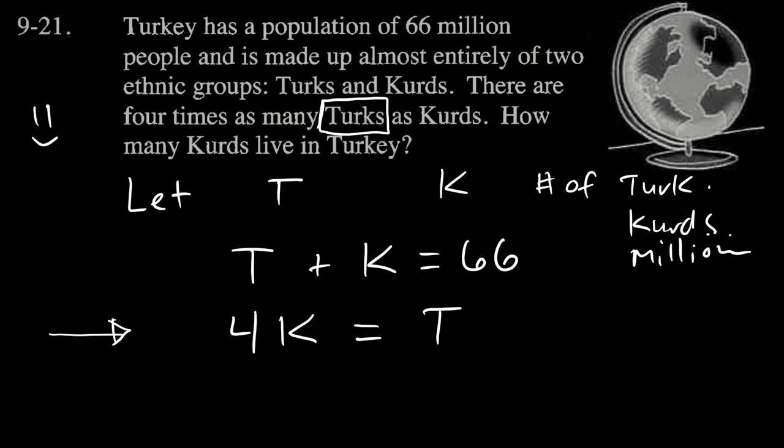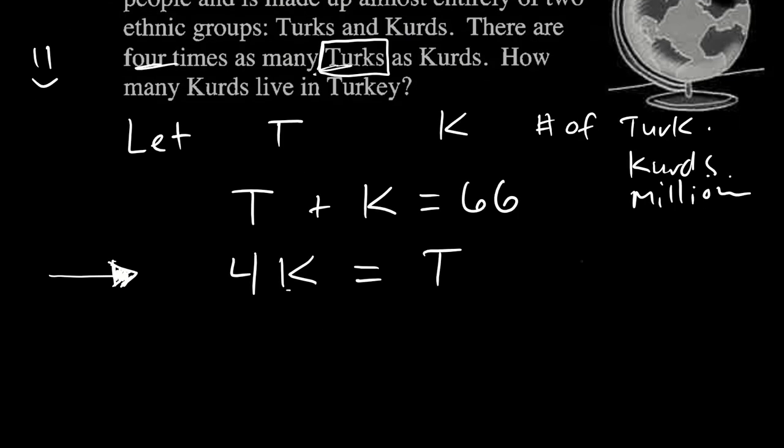So this is correct. But this statement right here is one that even to this day I have to slow down and process, because I think a lot of times people will just bound into this and go four times T, because they see four times the T is the Kurds. Nope, nope. There are more Turks. This is a smaller number. If I multiply this smaller number of Kurds by four, that would equal the number of Turks. There are four times as many Turks as Kurds.